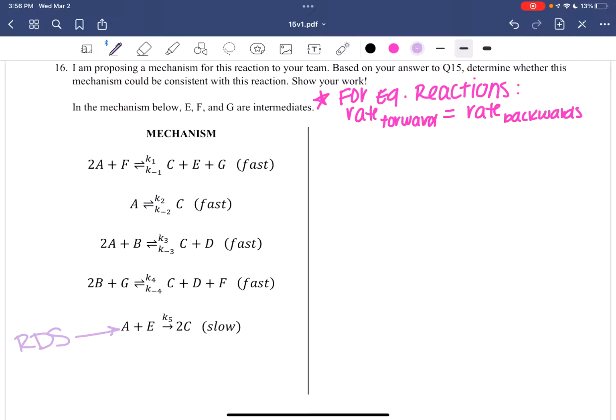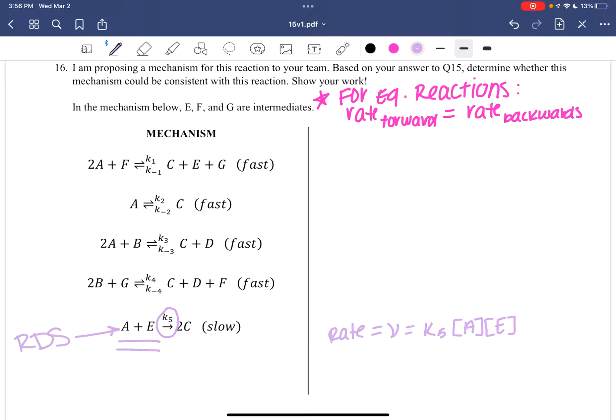Our general form is that we have the rate, and sometimes we write it as this sort of curly V letter, and that's going to be equal to some rate constant. In this case, it's going to be K5, because that's what we have above the arrow here. And then we're going to multiply all of the reagents. The reagents are only the ones that appear on the left side of the reaction. So that's going to be K5 times the concentration of A times the concentration of E. So that's our rate law for our rate determining step.